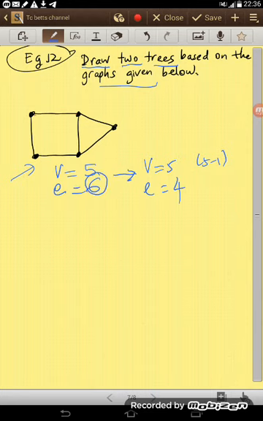From 6 edges, you want to make it 4 edges. What do you do? From the original graph here, you minus 2. You have to take out 2 edges, right? So which edges do you want to take out? Okay, maybe I'll take out this one and also this one. So you will have it like this. 1, 2, 3.